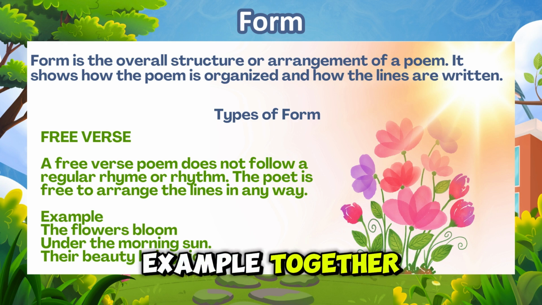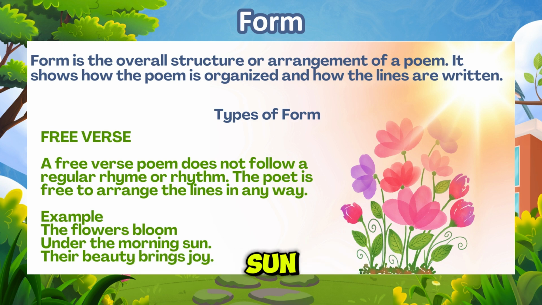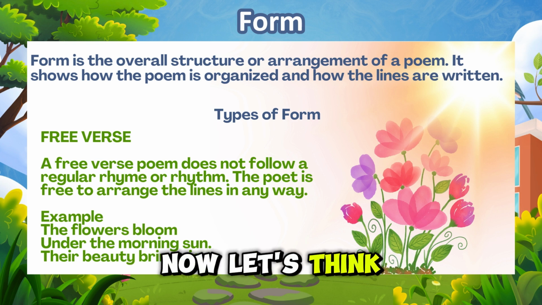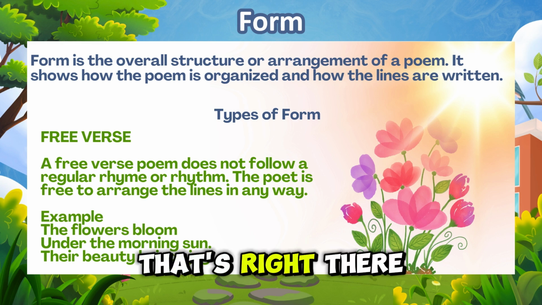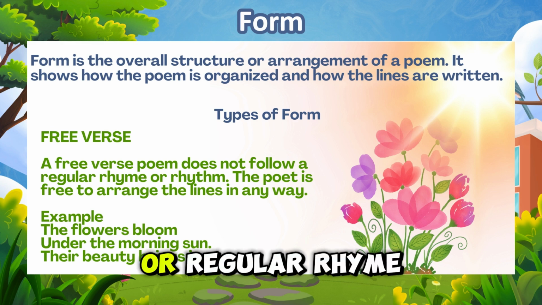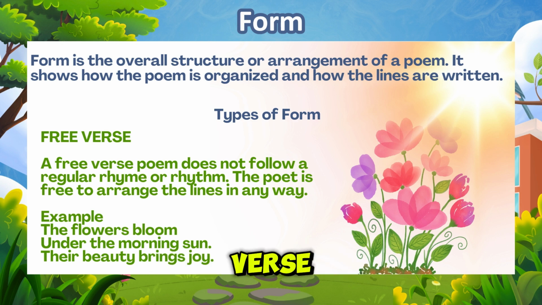Let's read the example together. The flowers bloom under the morning sun. Their beauty brings joy. Now, let's think about it. Do you notice any words that rhyme? That's right. There isn't a clear or regular rhyme pattern. That's why this poem is an example of free verse.